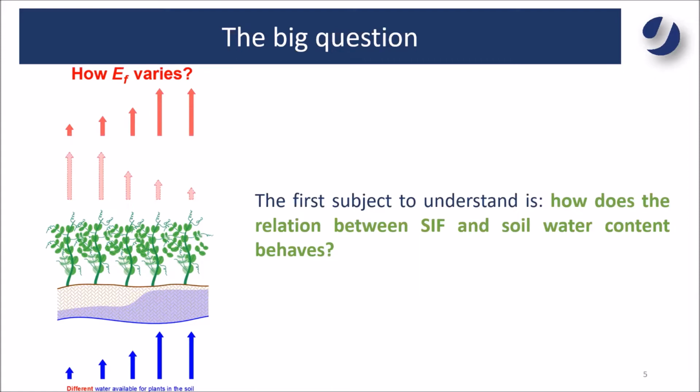So the big question we had at the beginning, if we want to use SIF data to monitor water status, was how this relation behaves. Does the SIF, this small red signal, increase or decrease when we have more or less water in the soil, or does it not vary according to the water in the soil? We first wanted to clarify this.